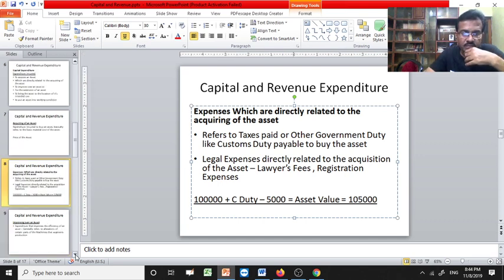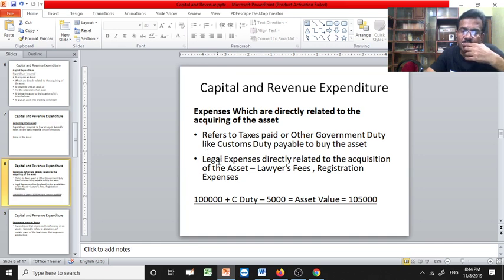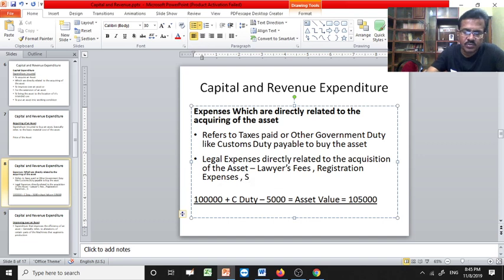Next is any legal expenses which you are paying. For example, you are buying a land, and when you buy a land there are a lot of legal formalities involved. The lawyers will be required. You can be buying a land, a property, a factory, anything. There will be legal expenses like lawyers' fees, registration expenses, then there can be stamp duty. All these expenses are very much incidental to the buying of that asset, directly related to the acquiring of the asset.